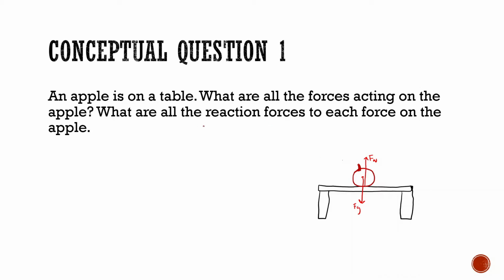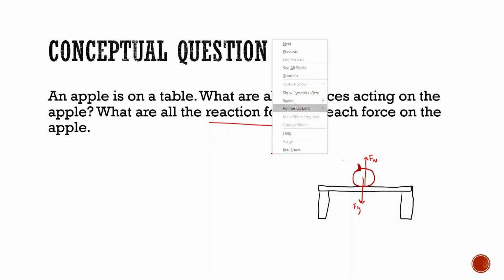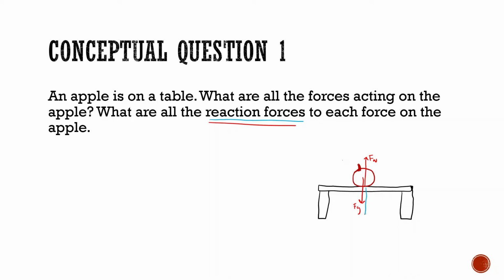Next, it wants us to do the reaction forces. And maybe I'll do this in a different color. So this is where it gets a little bit tricky, because this is talking about Newton's third law. What's important to know about Newton's third law is the reaction forces are actually on different objects. So the force normal that the table exerts on the apple, there's going to be a force normal that the table feels from the apple. Okay, this is from the apple pushing down on the table, and these are the reaction forces.